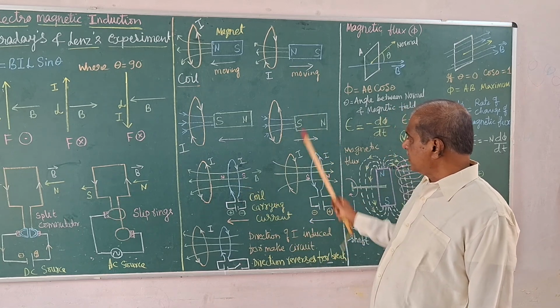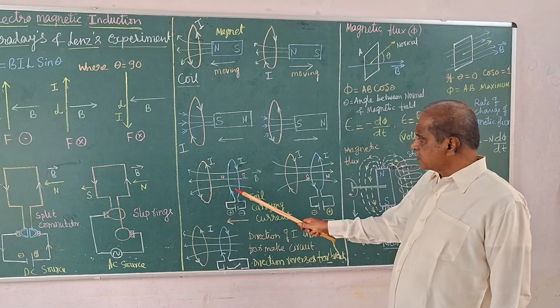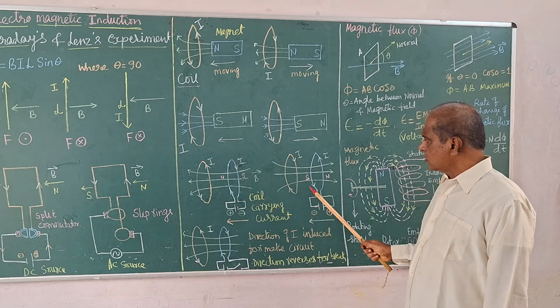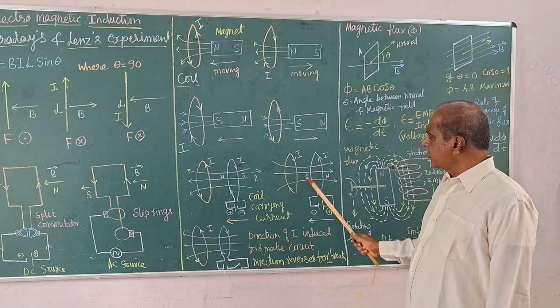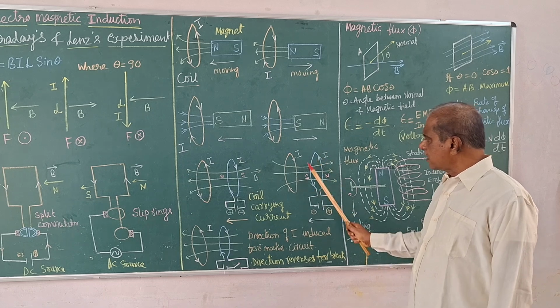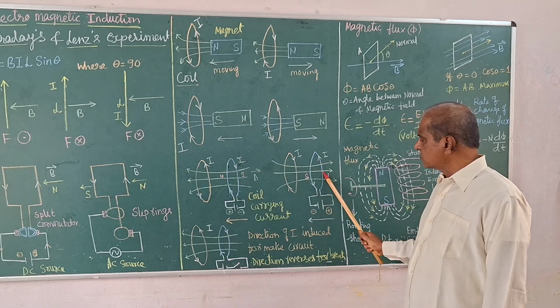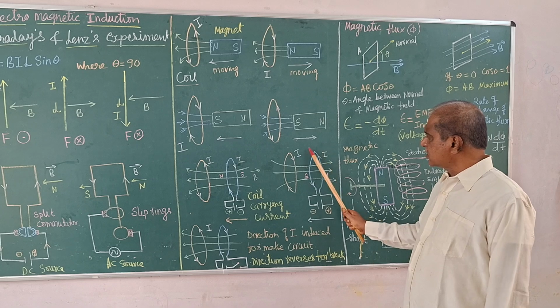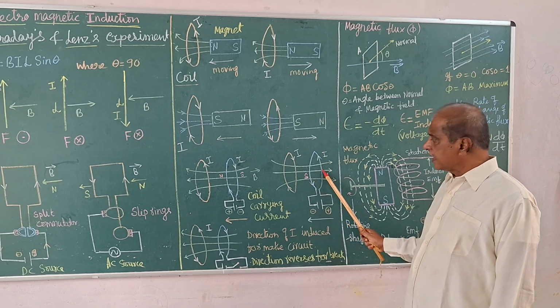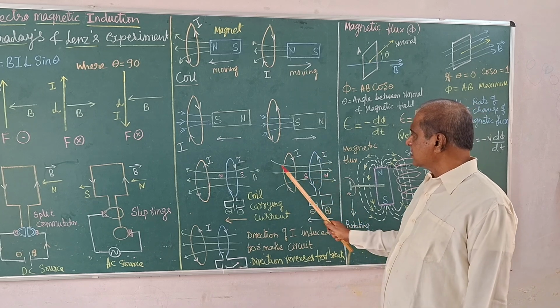So the same thing, if the current direction is this, this is the one. Now interchange the current direction, reverse the current direction in the coil like this. So with this direction of the current in the coil, it behaves as a magnet and the magnetic field direction is like this.